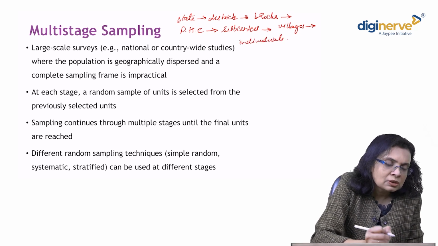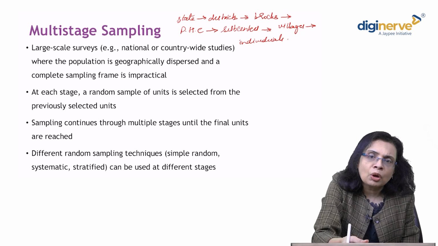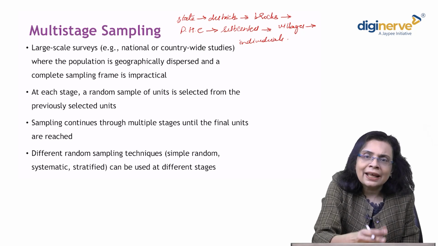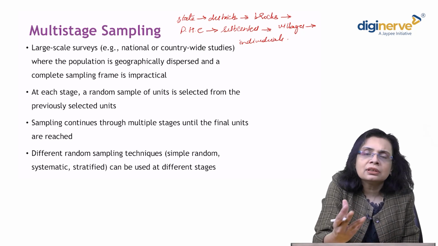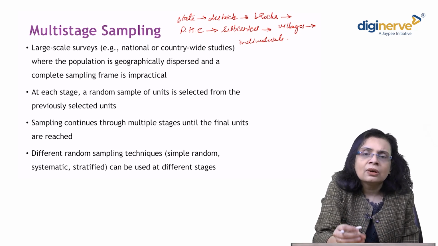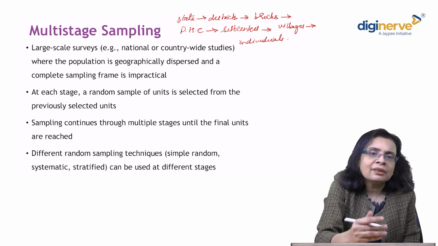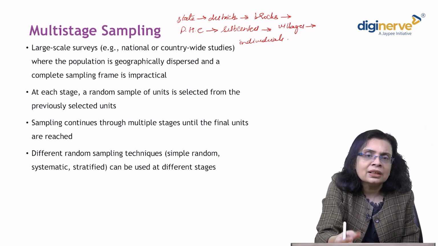individuals. So you will select some random districts as stage 1. Then stage 2, you will select some random blocks from those districts. Then from those blocks, you will select some random primary health centers, subsequently sub-centers, subsequently villages, and then from the villages, you will select the individuals on a random basis. So this is multi-stage sampling where you do it in several stages until the final units are reached.